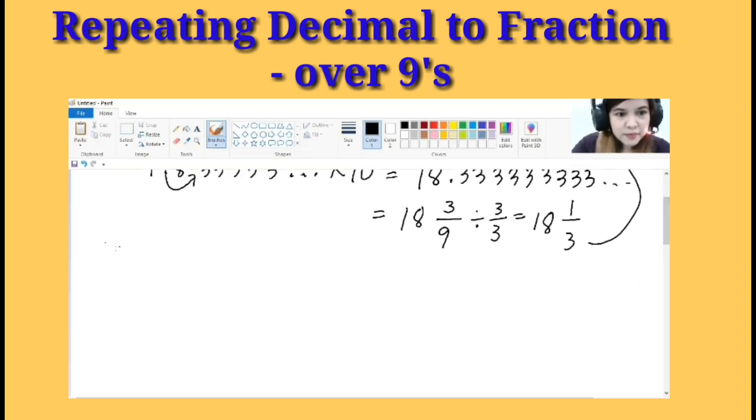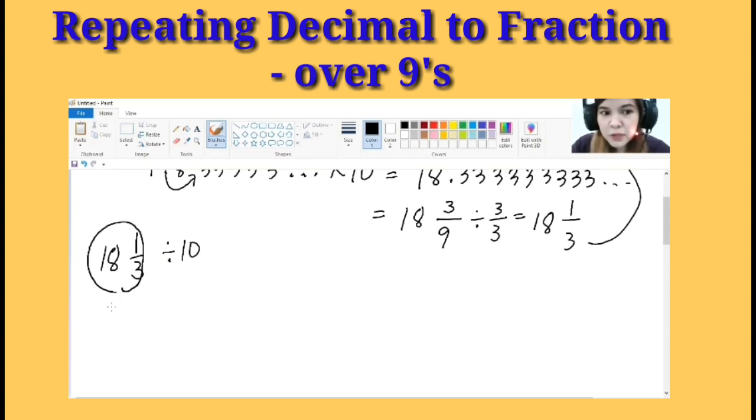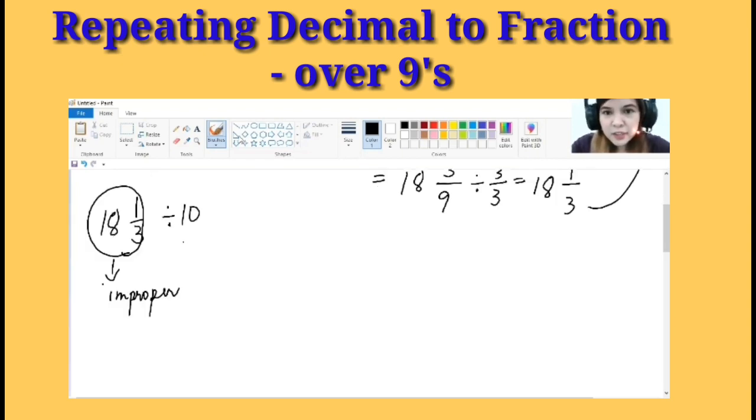So, ang gagawin natin, 18 and 1/3 divided by 10. So, how to divide fraction? How to divide a mixed number to a whole number? So, first thing first, you need to change this mixed number into improper. So, kailangan nyo siyang gawing improper fraction. So, para magawa yon, yung denominator, imumultiply nyo sa whole number at the left. Tapos, ipa-plus sa numerator. So, 3 times 18, 54. 54 plus 1. Plus 1, 55. Okay, so magiging 55 over 3 na siya.